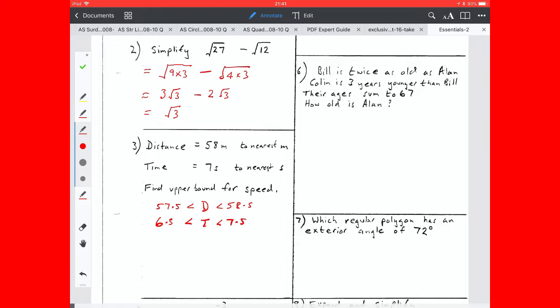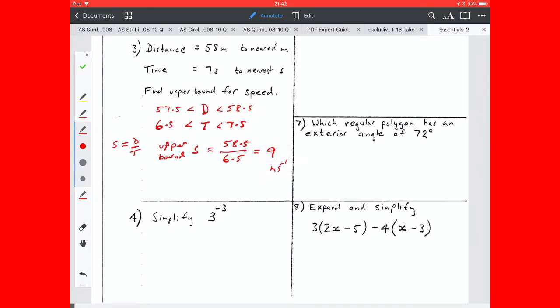Now we're looking for an upper bound for speed, and speed is distance over time. So if we want an upper bound for speed, then what we need to do is divide the biggest number we can possibly have by the smallest number we can possibly have to give us the biggest answer. So the biggest number we could have on the top is 58.5, and the smallest number we could have on the bottom is 6.5, and if you put that in your calculator, it comes to exactly 9. So an upper bound for speed would be 9 meters per second.